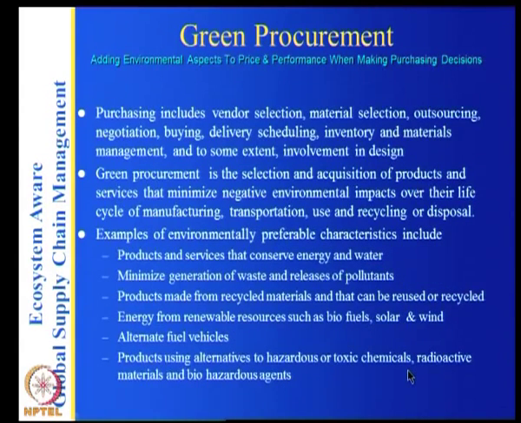And examples of environmentally preferable characteristics are products and services that conserve energy and water, minimize generation of waste and release of pollutants, products made from recycled materials and those that can be used and recycled, energy from renewable sources such as biofuel, solar and wind, alternate fuel vehicles, products using alternatives to hazardous and toxic chemicals, radioactive materials, and biohazardous agents. So, these are easier said than done, but they are environmentally preferable alternatives.